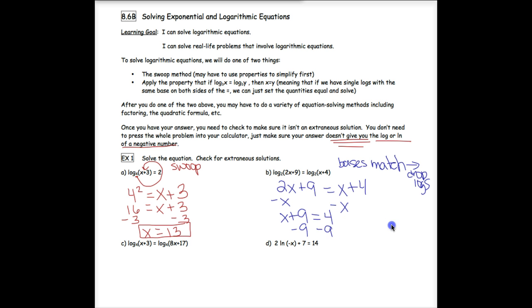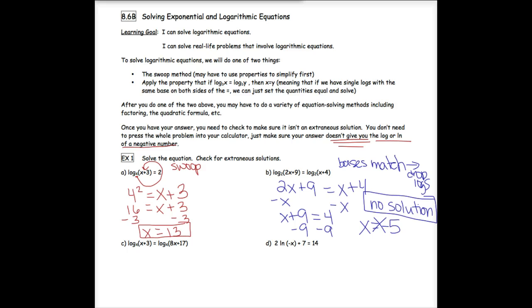x equals -5. So I'm going to take that and I'm going to try it and make sure it doesn't give me a log of a negative. So in here I've got 2 times -5, which is -10, plus 9, which is -1. Log base 2 of -1, can't take a log of a negative, so this is extraneous, and since it was my only answer, that means that the answer here for our final is no solution.